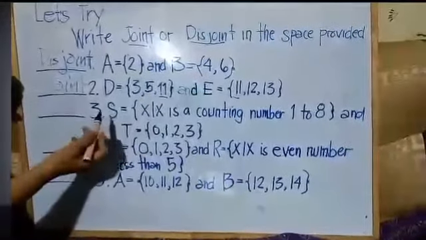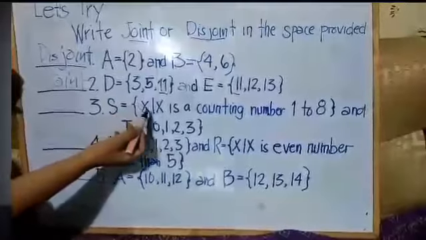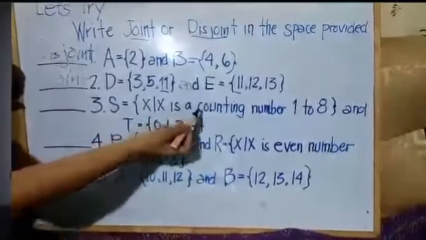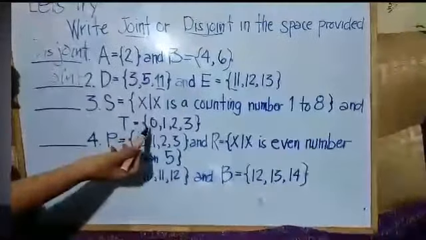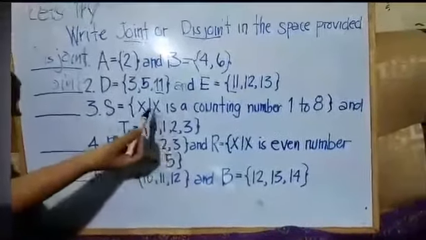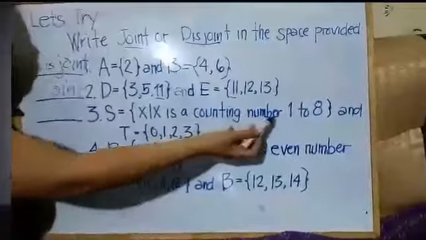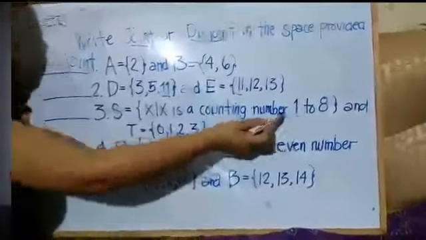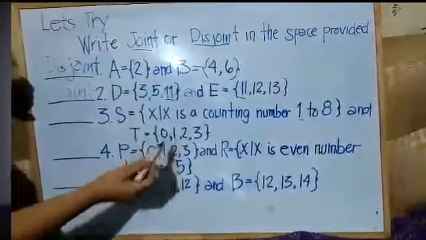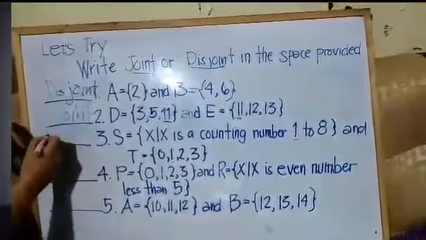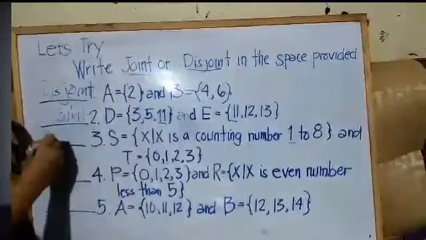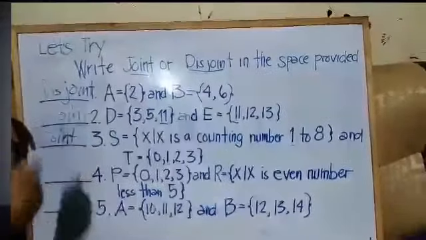Number 3. Set S is x such that x is a counting number from 1 to 8, and T equals 0, 1, 2, 3. The counting numbers 1 to 8 include 1, and T also has 1. So there is a common element. This is an example of a joint set.